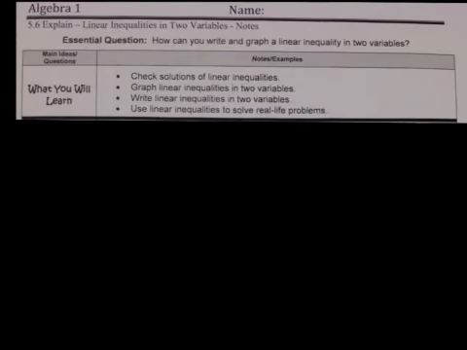Good morning, everyone. This is lesson 5.6, which is linear inequalities in two variables. So we did regular inequalities, and now the difference is that you are going to have two variables. Most of the time you're going to have x and y. These are going to look like linear equations, like y equals mx plus b, except instead of equal signs, we are going to have the inequality signs.